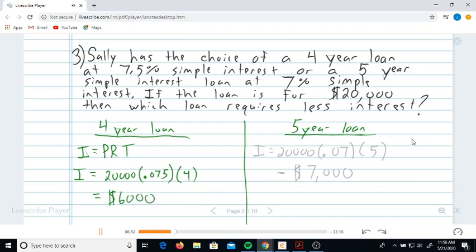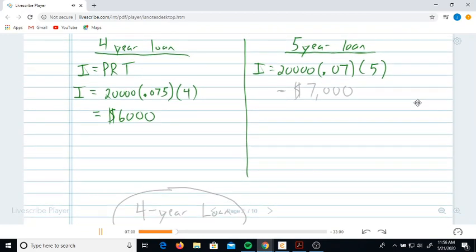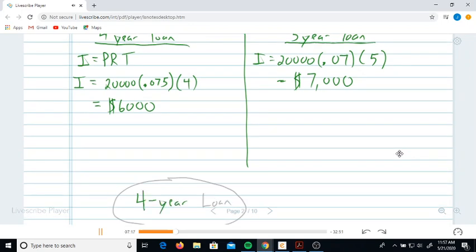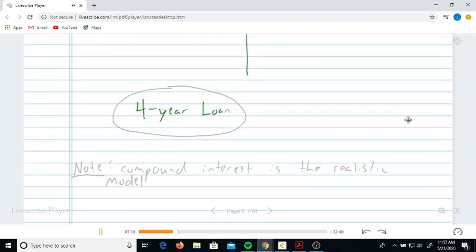Now let's go ahead and look at the 5-year loan. It's still a $20,000 loan, but it's at a lower interest rate, but it's over 5 years. So if we compute that, we get $7,000. And it becomes quite obvious that actually the 4-year loan is going to be cheaper with respect to interest.